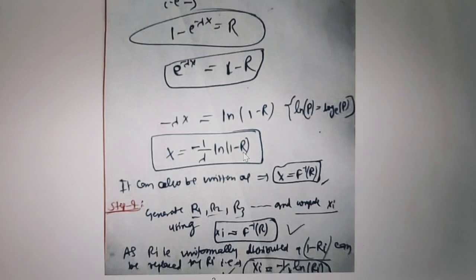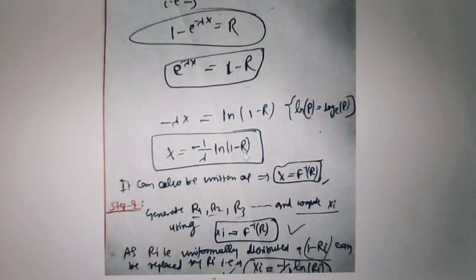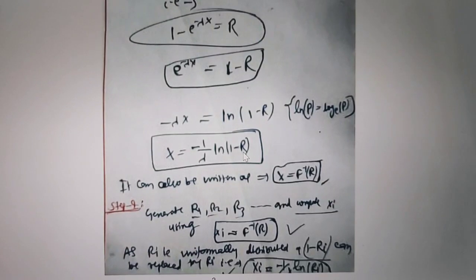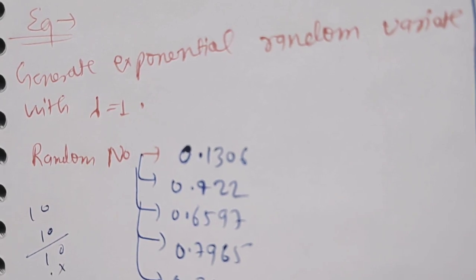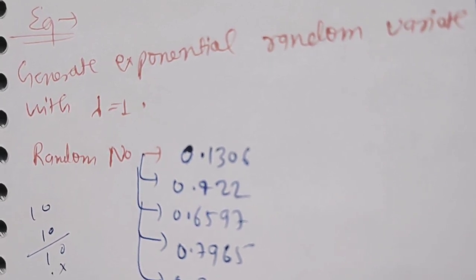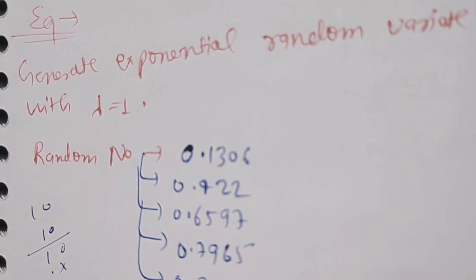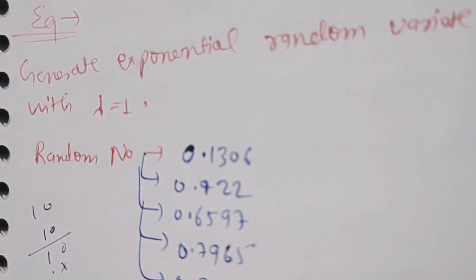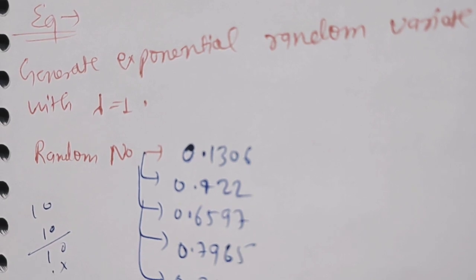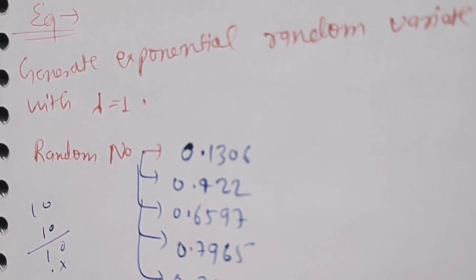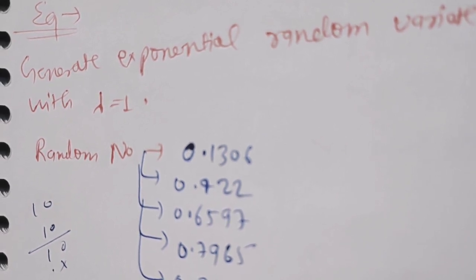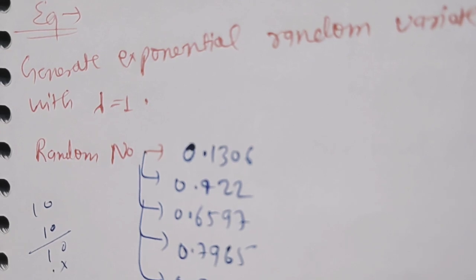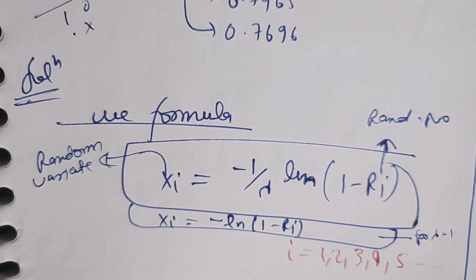Now I am going to discuss with an example how we can find these values. The question states that using the exponential random variate generation formula we have to calculate random variates for the random numbers 0.1306, 0.0422, 0.6597, when the lambda value is 1. So for that we use the simple formula.